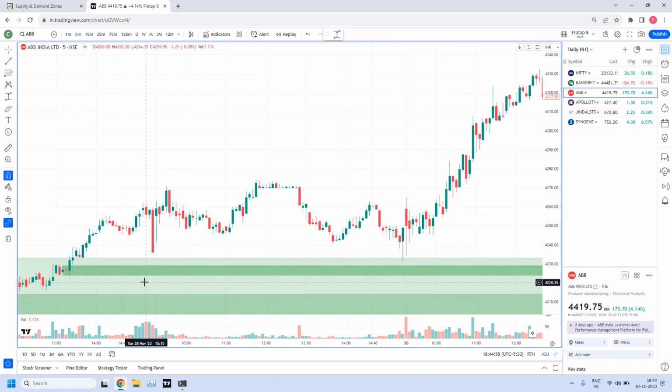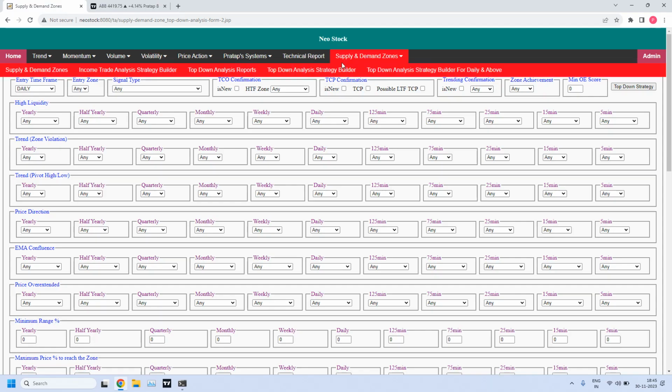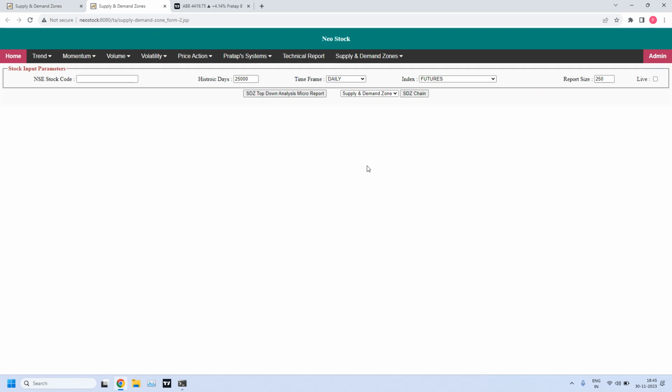You may ask a question: this is a fresh zone, how is it a high liquidity zone? Because our software identified it. Let me show you the power of our software. Apart from the top-down strategy, we have one more top-down analysis report. This is one. In this we have the demand and supply zone SDZ chain, the demand and supply zone chain.